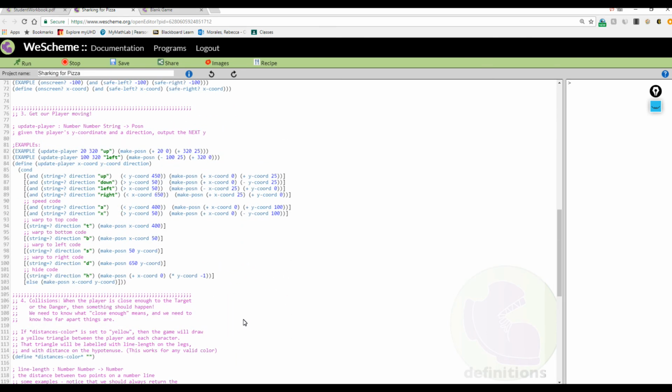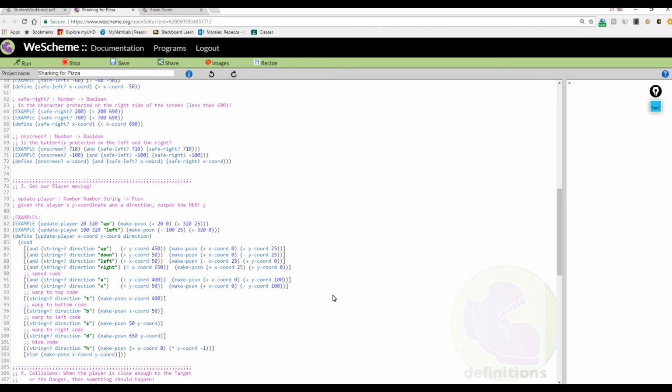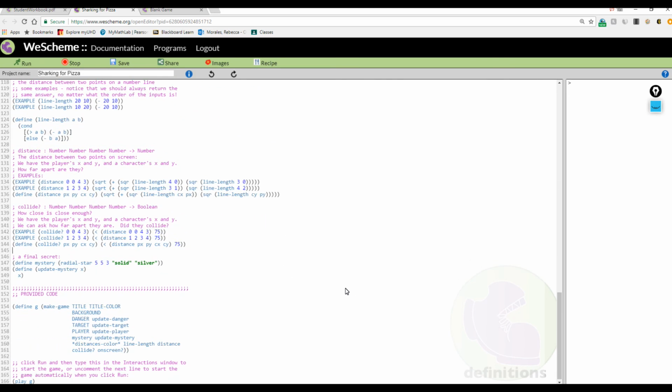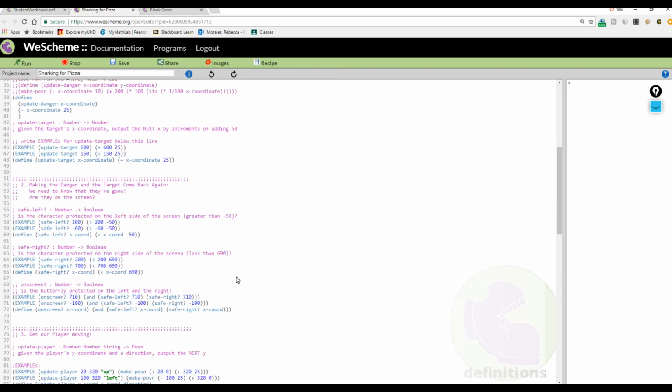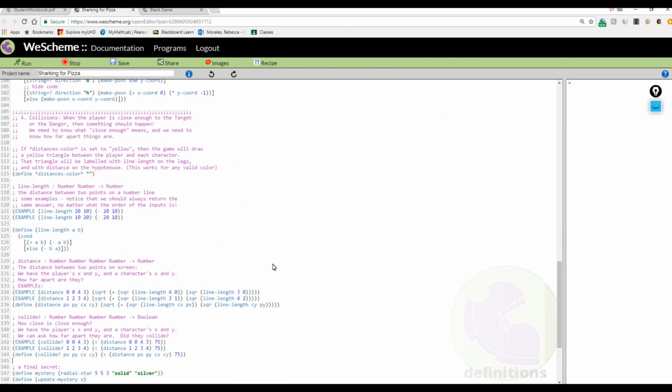So before I go further, I mentioned this with the Unit 7 video when we were talking about warping. I have warp to top, warp to bottom, warp to left, warp to right, hide code. Then I have a speed code where the player can actually go faster than just the regular up, down, left, right. So my update player may look a little bit different than yours, but everything else should be basically the same. Okay, this is a lot of coding to have written. You should be incredibly proud of yourselves for getting this far.